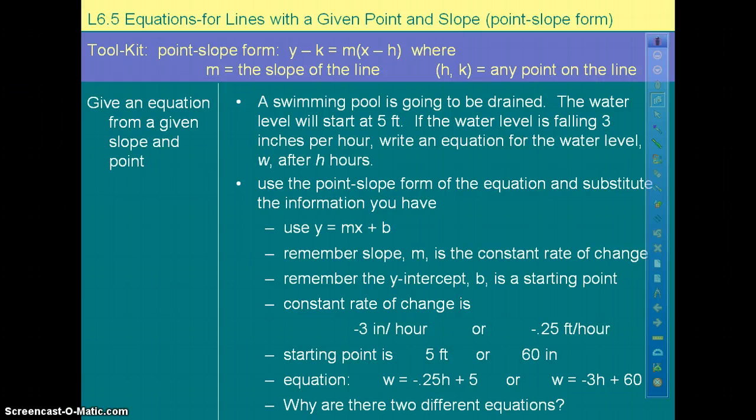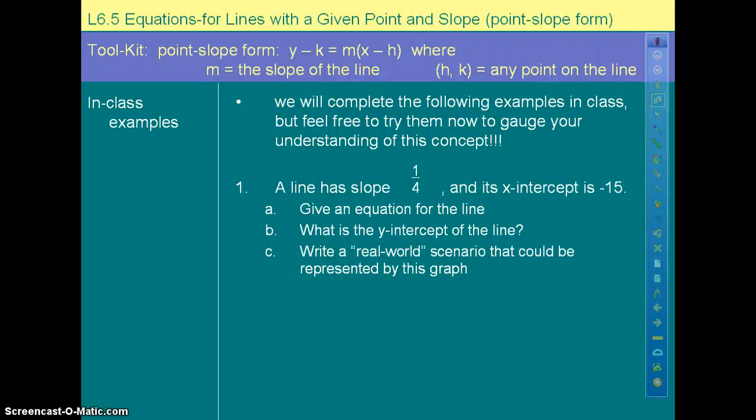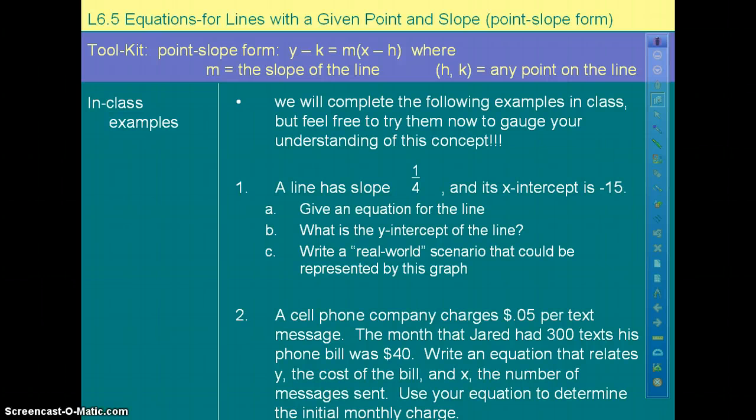At this point, I want you to think about why there are two different equations. Use some labeling to indicate why you believe there are two different equations in your notes. We'll spend some time discussing in class. We will also be completing the two following examples in class. You can feel free to give them a shot now just to gauge your understanding. We will be working through example 1 here and example 2 in class to continue this idea of point-slope form with a given point and slope. See you next time.